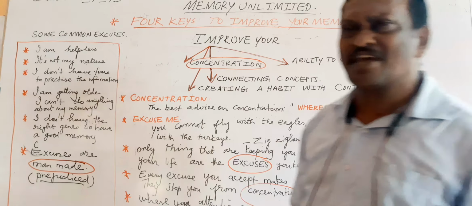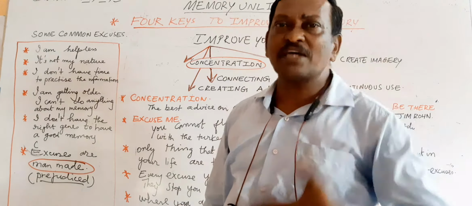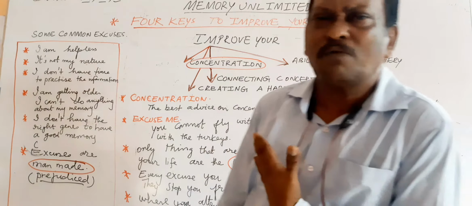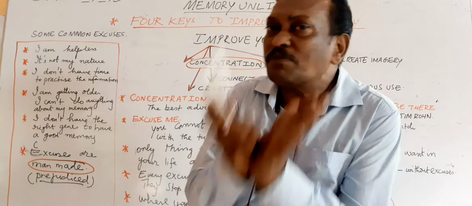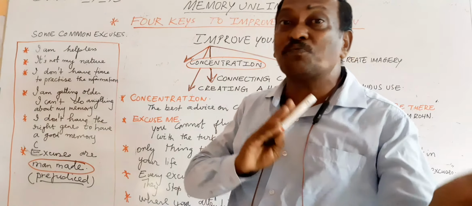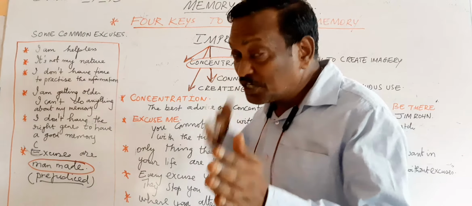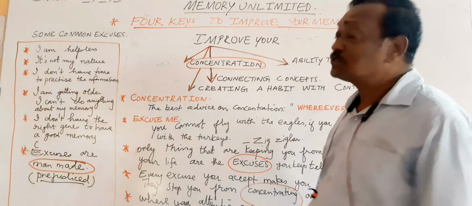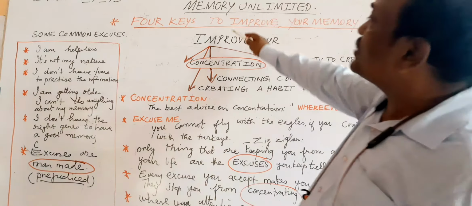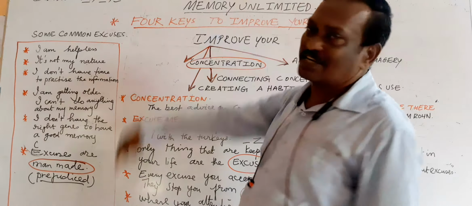Now, there are certain keys through which you can sharpen your memory. Memory is already there. The capacity to memorize information is always there with every one of us. But the problem with us is the right way of using it or sharpening the memory, the skills to improve the memory. So we need to sharpen our memory, and to sharpen the memory, there are certain keys.